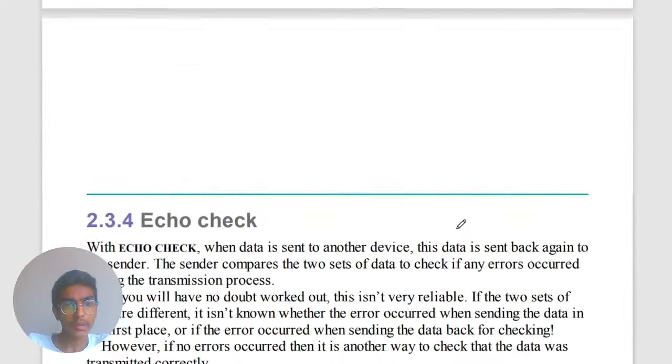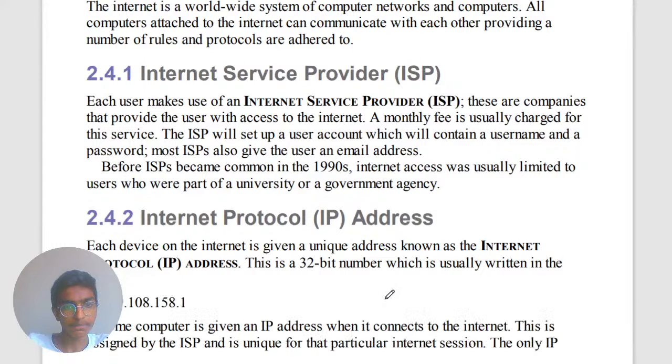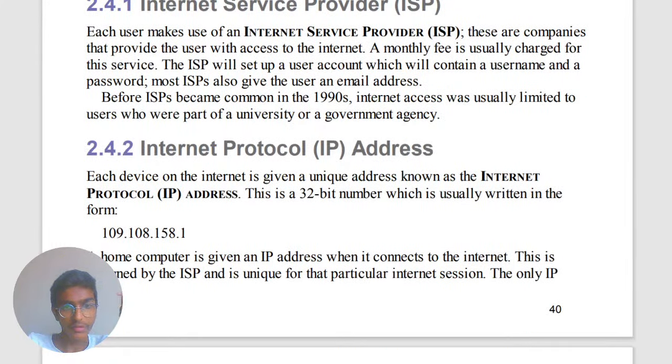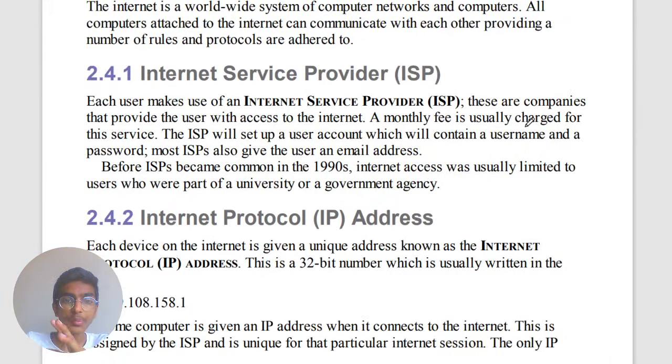So let's begin. We start with ISP. ISP is Internet Service Provider. From its name, as you can see, an ISP is simply a company that provides the user with access to the internet. A monthly fee is usually charged for this. Basically, these are companies that give you access to Wi-Fi or to the internet.